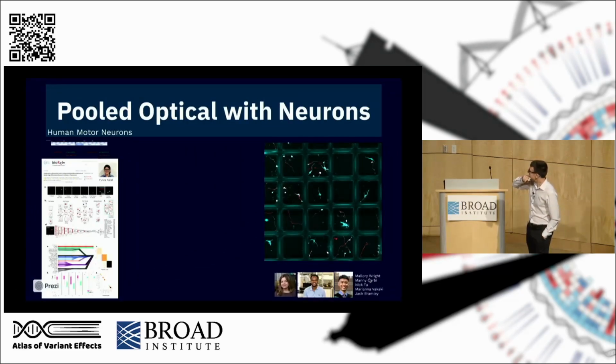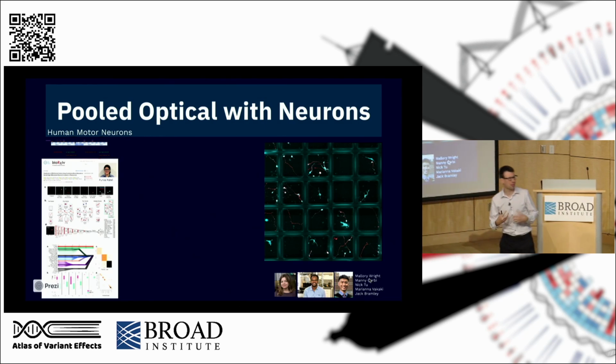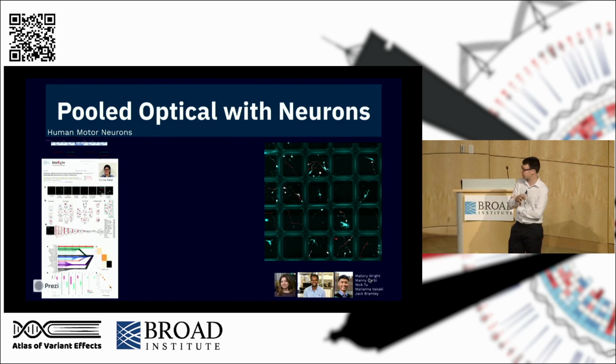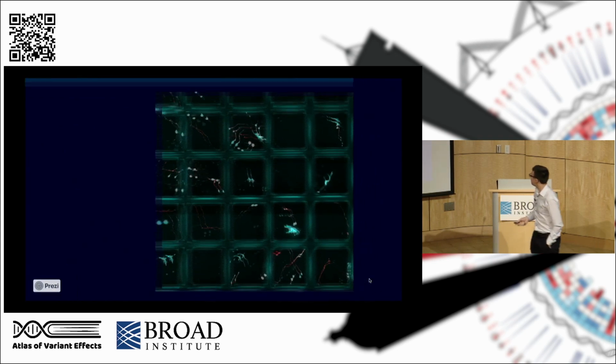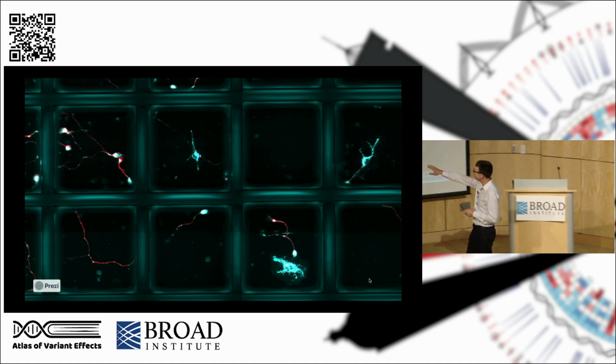OK, on to pooled optical screens with neurons. So these are real neurons. These are human, not primary, iPS-derived human motor neurons. This is a month-long protocol. It's not the NGN2 DOX-inducible protocol. There's many good uses for that. So there's a lot of development there to get that working, and then also to get it to work in these high-throughput scalable formats. It's just so beautiful to look at these individual neurons.